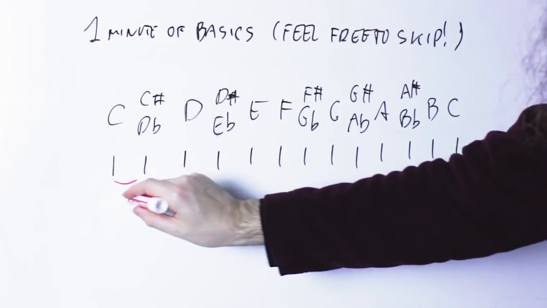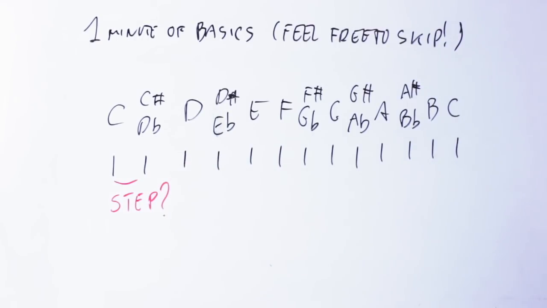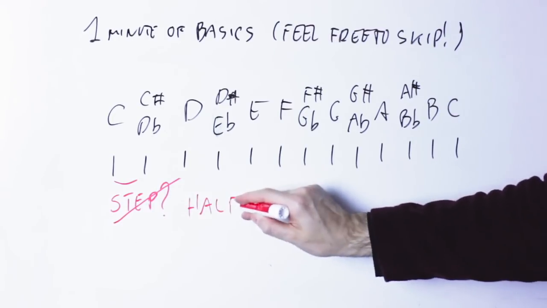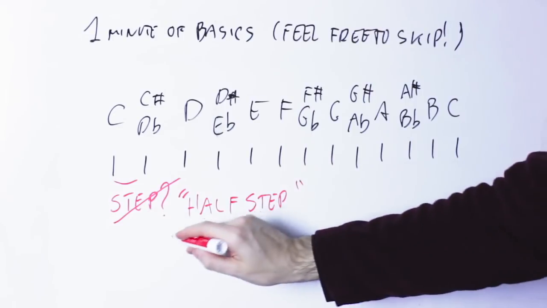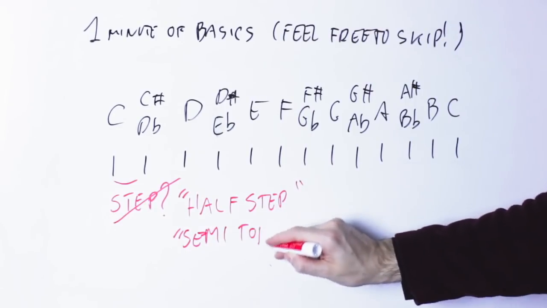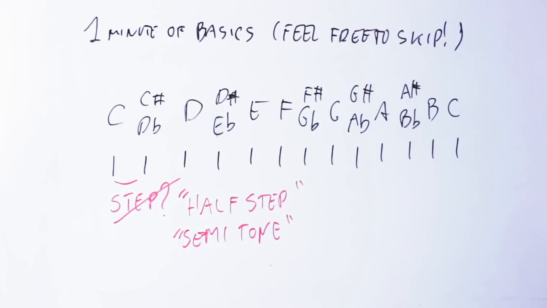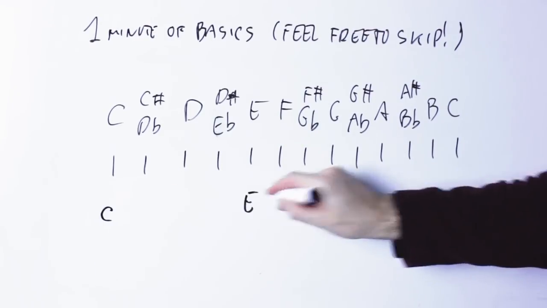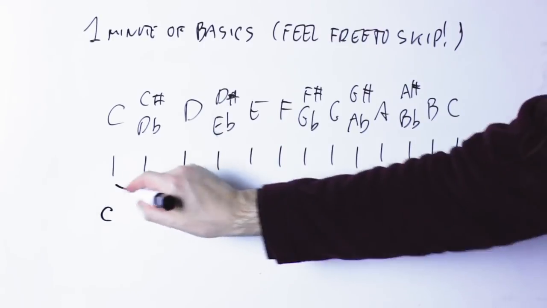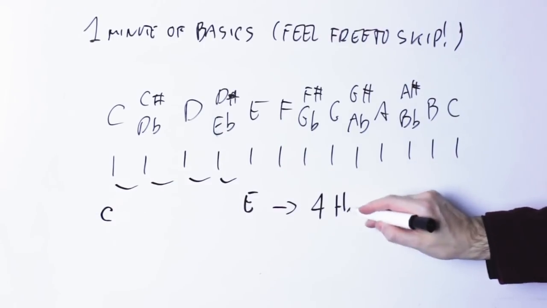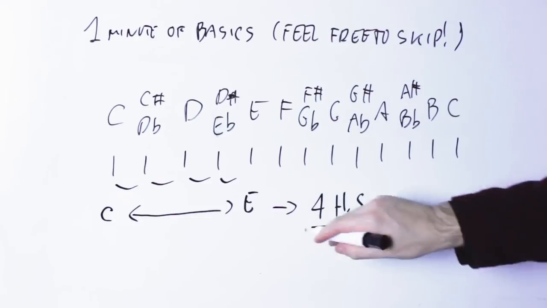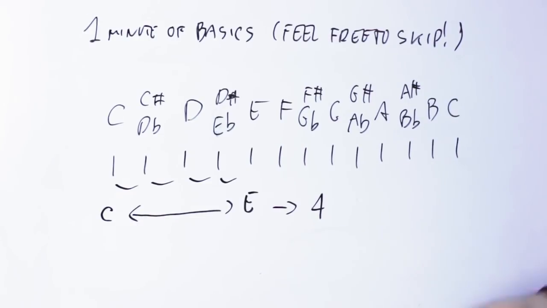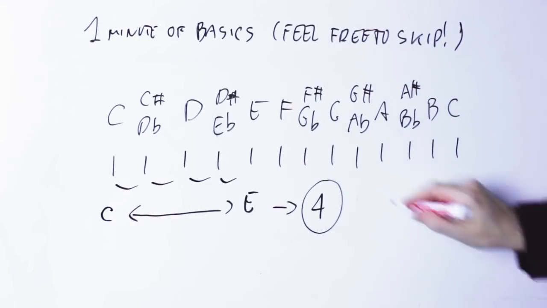It would also seem natural to call this thing a step, but wait, in music, this distance is not called a step, it's called a half step or a semitone. Well, whatever, it's just a name. So let's say if you want to measure the distance between C and E, it would be natural to call this interval 4 half steps. Or let's just say that the interval is 4, right?